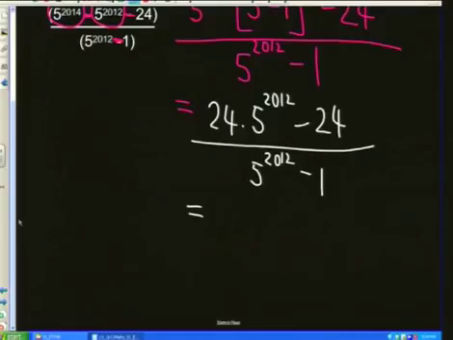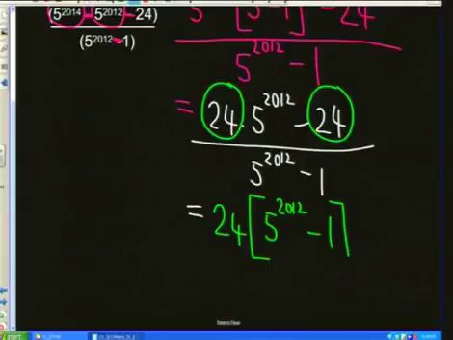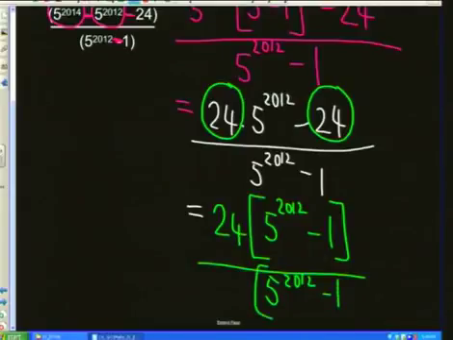a common factor of what? Is this 24? So I'm going to take out 24. What am I left with? 5 to the power of 2012 minus 1, divided by 5 to the power of 2012 minus 1. Now I have this complex factor, this bracket, that I can divide into the numerator. And what am I left with?